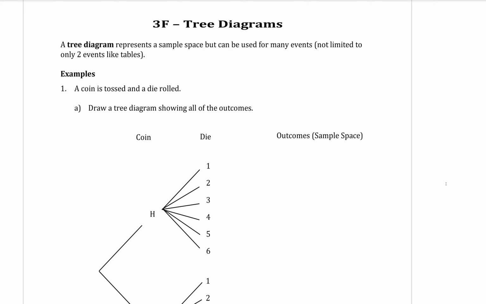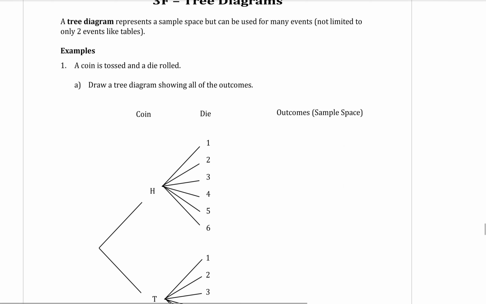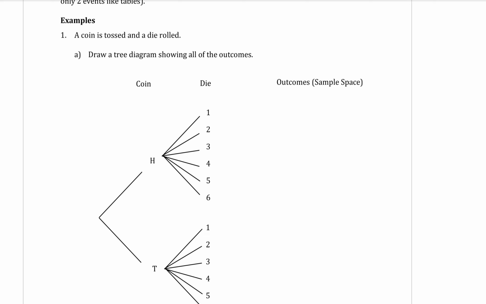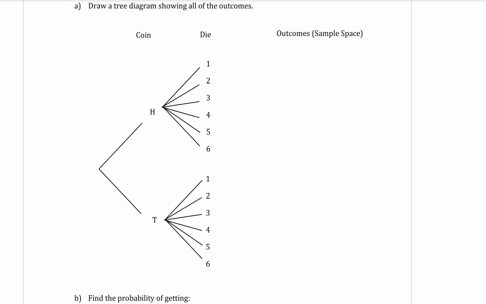So it says tree diagrams represent a sample space and can be used for many events, not limited to only two like the tables. So here is an example of a coin that is tossed and a dice that is rolled. Now you do one thing at a time. This tree diagram is drawn for you, but a lot of the time you're going to have to draw that yourself. So I'm starting with the coin. I've put a heading at the top here, coin. When you flip a coin, you have two possible outcomes, a head or a tail. So you do that first branch, and they are your first two sets of outcomes.